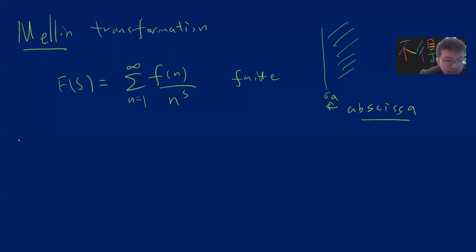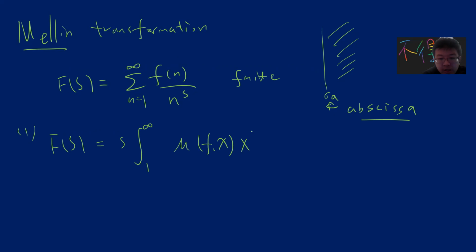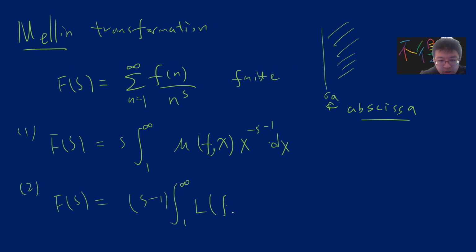The theorem tells us the first one: F(s) equals s times the integral from 1 to infinity of M_F(x) x^(-s-1) dx. We just do a simple integration with x, but with the power minus s minus 1, and you plug s here, then you connect it to the Dirichlet series. The other is that F(s) equals s minus 1 times the integral from 1 to infinity of L_F(x) x^(-s) dx. Okay, let's try to prove this.